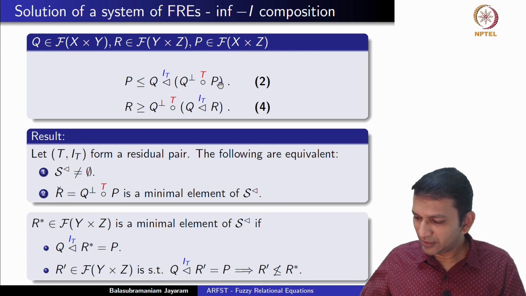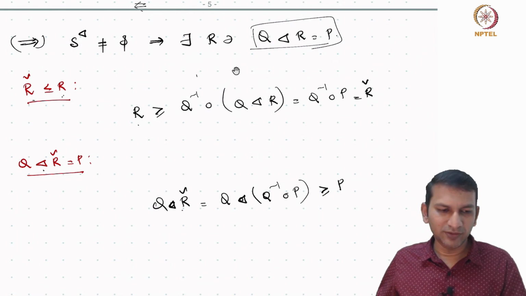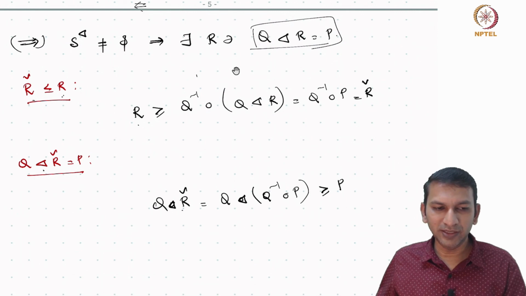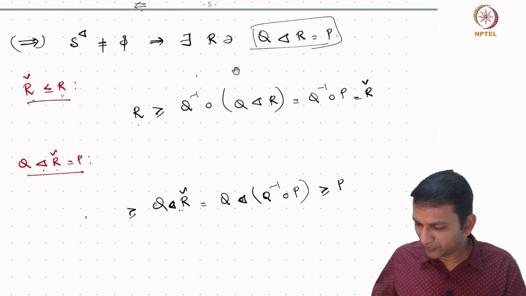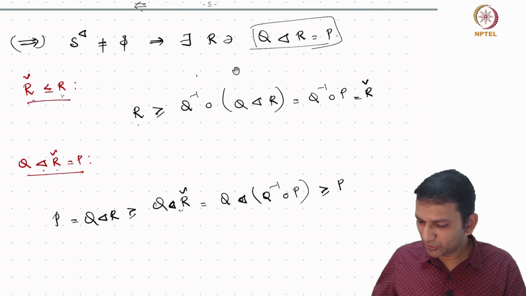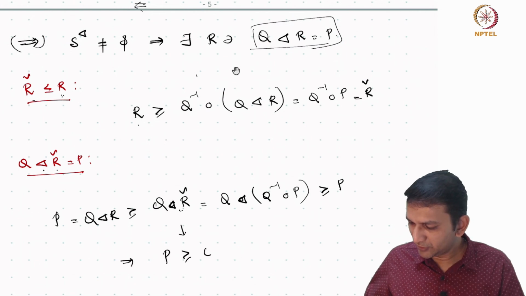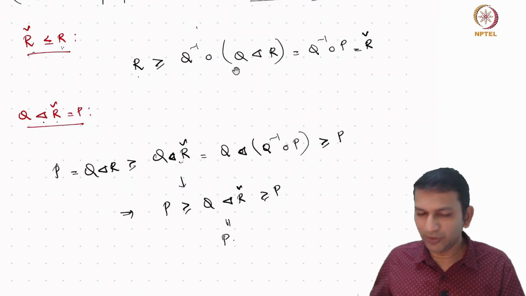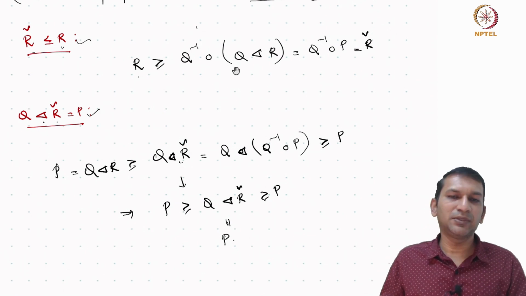We know that this is greater than or equal to P. But we know once again that in the in-phi composition, where I is the residual implication, it is also increasing in the second variable. Since R is bigger than this, what we have is Q delta R is greater than or equal to Q delta R check. But what is Q delta R? Because R is a solution, it is equal to P. So now what we have here is P is greater than or equal to Q delta R check, greater than or equal to P, from which we get that it is in fact equal to P.